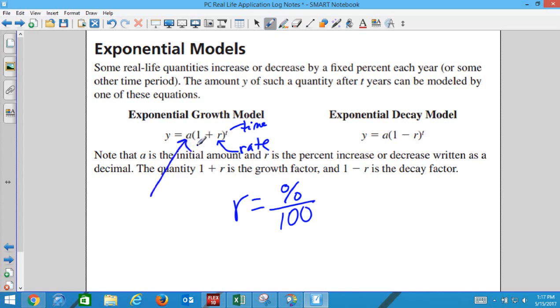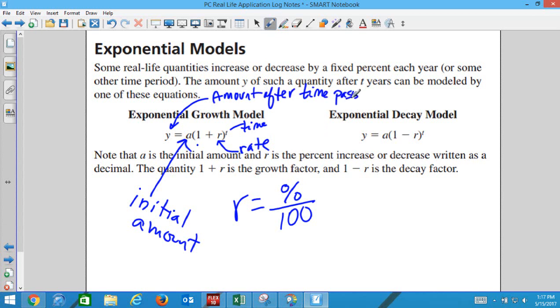Anybody know what A is? Okay. It is the initial amount. It is your starting amount, your initial amount. And then Y would be the amount after time has passed. The second formula is exactly the same except for it's minus. It would be for decay or for an amount that's going down.